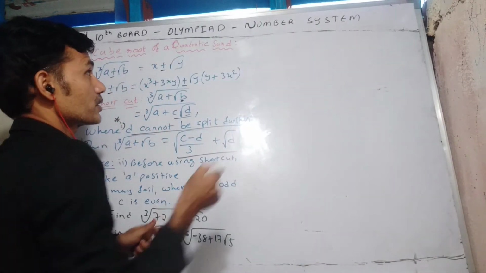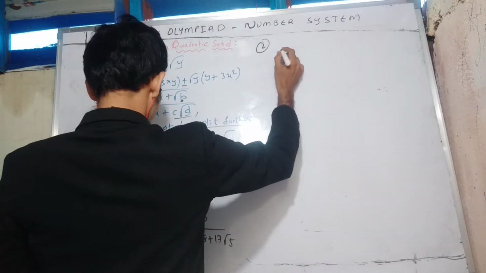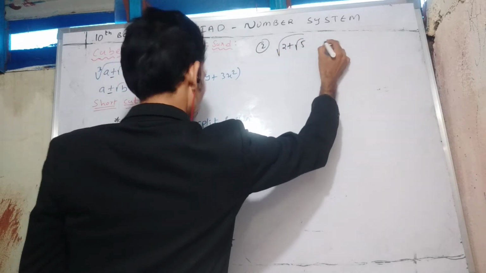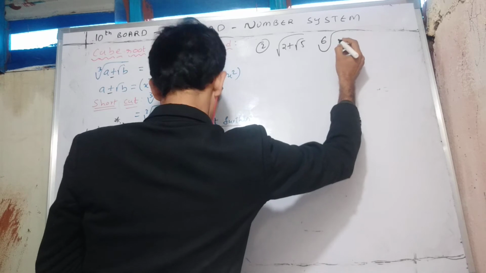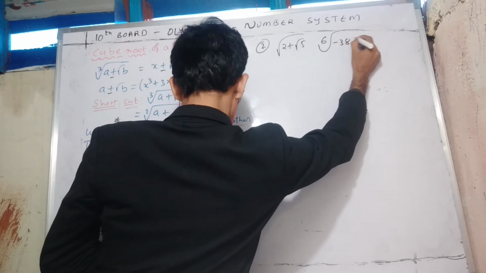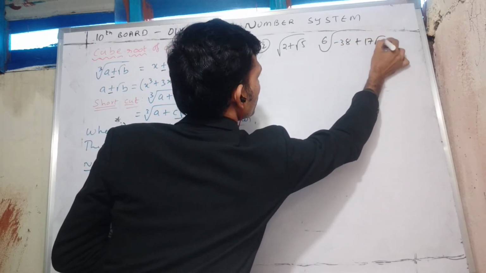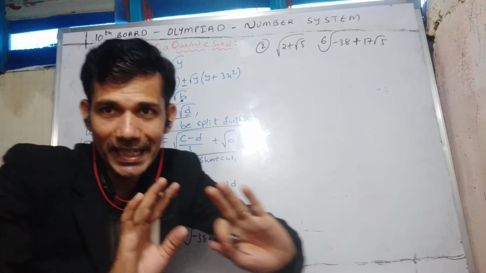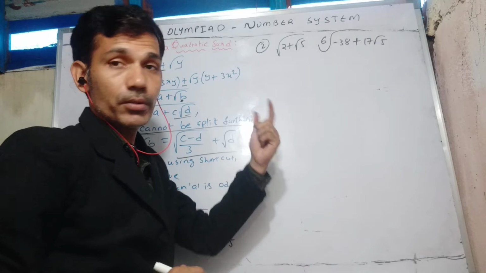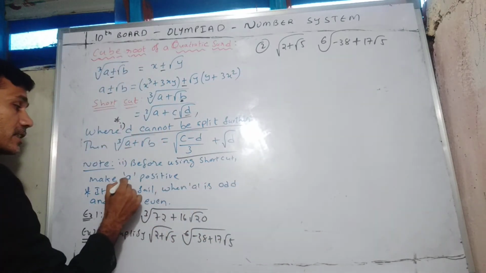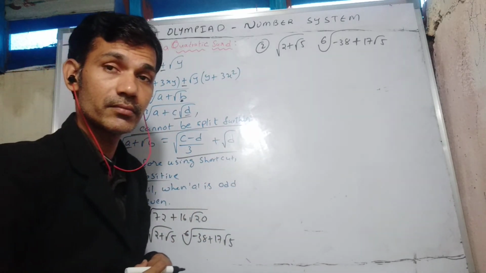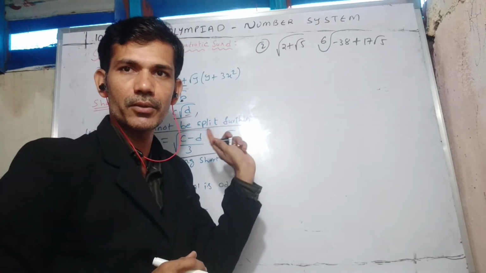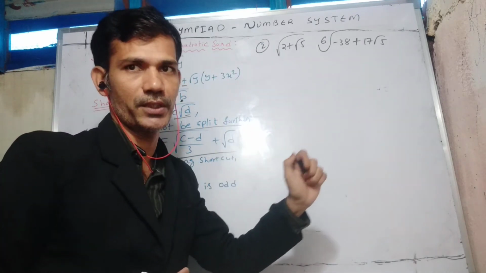Okay, they asked us to simplify 2 plus root 5 and 6th root of minus 38 plus 17 times root 5. Here this 5 cannot be split further. First condition is satisfied. Now we have to check the second condition. What is the second condition? You told a should be positive. So here a is negative. So you can't work it out, this shortcut will not work out.